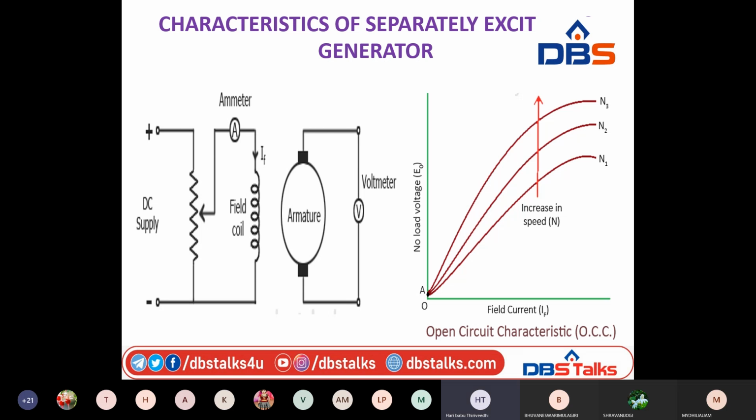How can you say that as IF changes, EMF changes? As IF is varied, IF is nothing but the field current, and field current is nothing but flux, right? As IF is varied, flux is varied. Whenever flux is varied, EMF is also varied, right? You know the formula, Eg = PφZN/60 × P/A. As φ varies, E also varies. So whenever the field current is varied, EMF is also varied, because of flux changes.